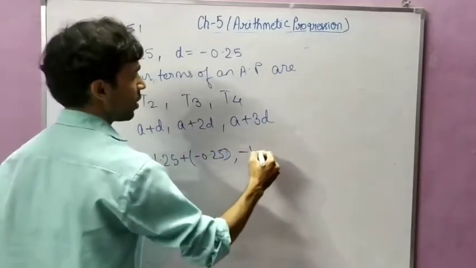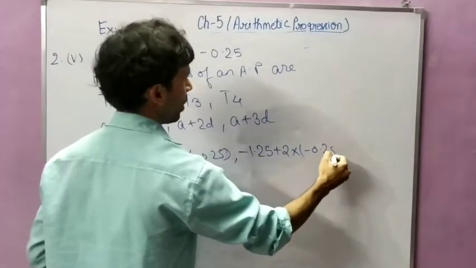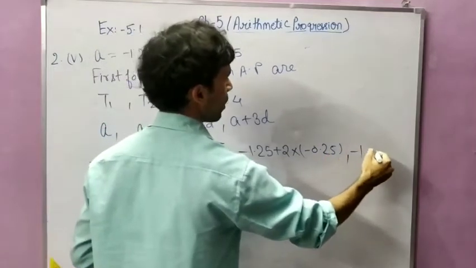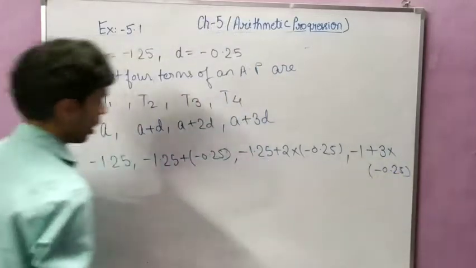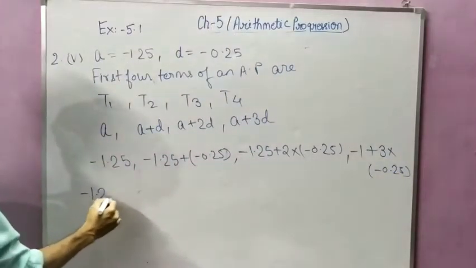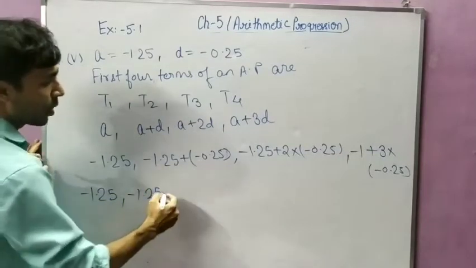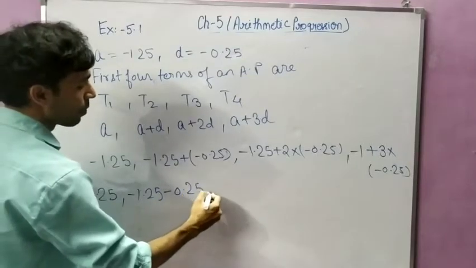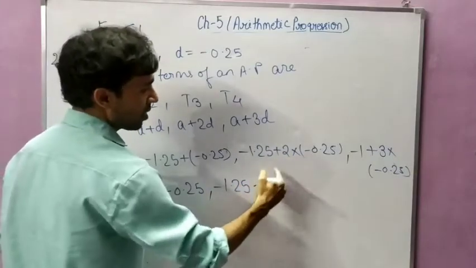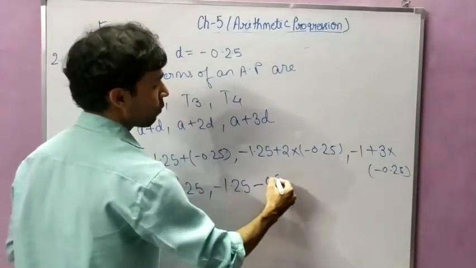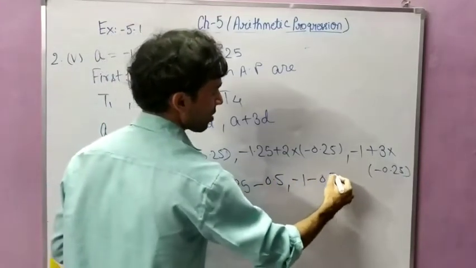Third term is minus 1.25 plus 2 into minus 0.25, and fourth term is minus 1 plus 3 into minus 0.25. Now first term will be only minus 1.25, second term minus 1.25, and this plus minus will become minus, and that is 0.25, comma minus 1.25. Now plus minus will become minus, and 2 into 0.25 will become 0.5. Again minus 1, this will be minus 0.75.